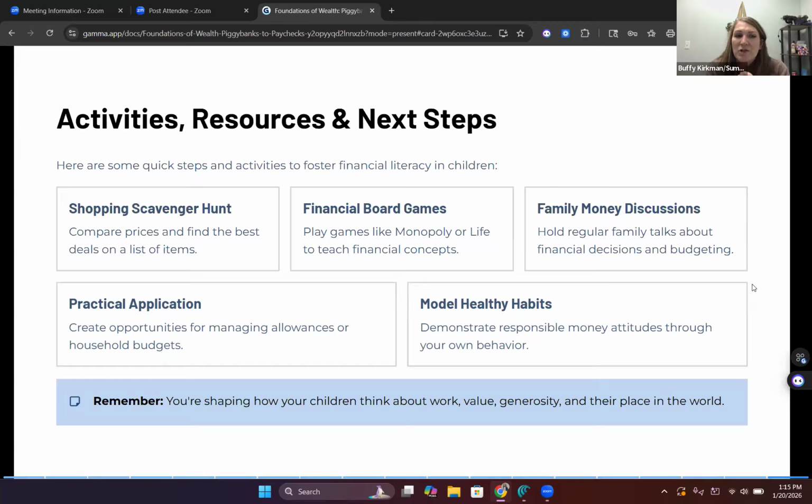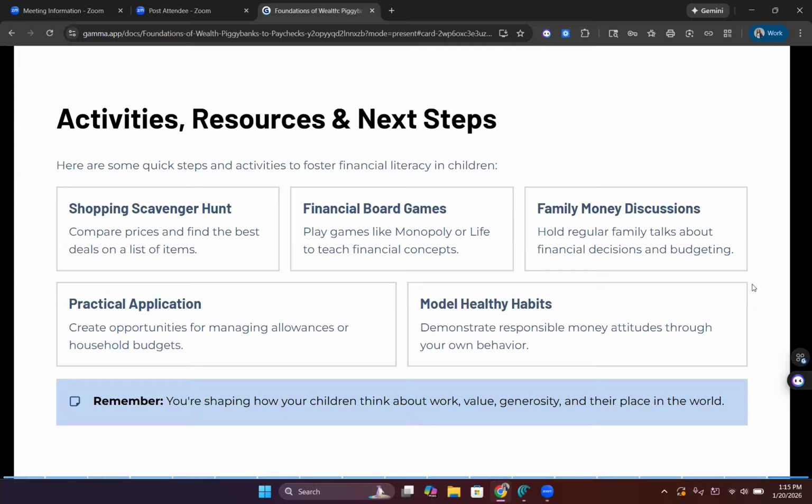So shopping scavenger hunt, comparing prices, finding the best deals on things. Let them shop for your groceries, like Instacart, right? Like you can compare. Hey, this is what we need for the week for groceries. Do you want to buy it from Walmart? Do you want to buy it from Kroger? Do you want to buy it from Meijer? Let's compare the prices on those.